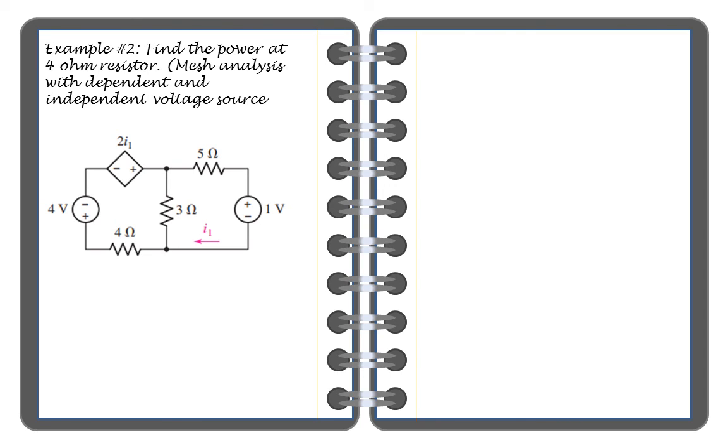Here's a circuit example. What you can see is we have 3 voltage sources: 2 independent voltage sources and 1 dependent voltage source. The dependent voltage source is dependent on the current I1, which is flowing through the circuit.